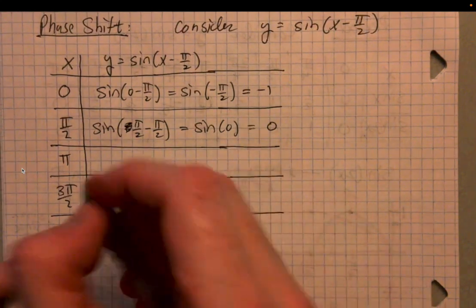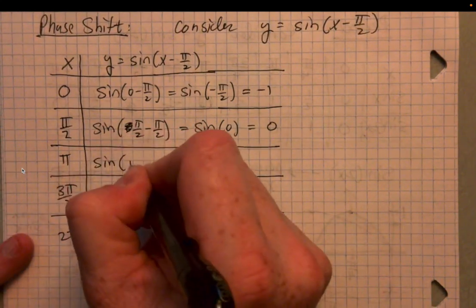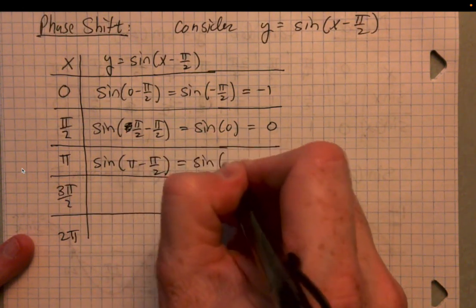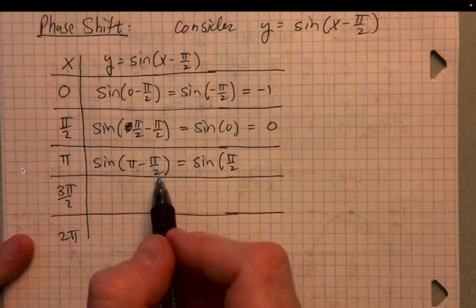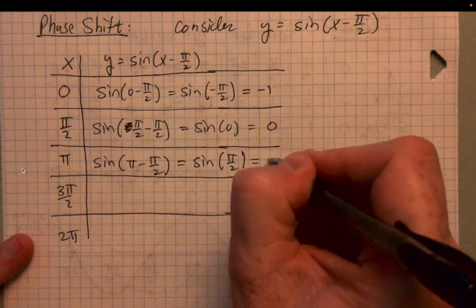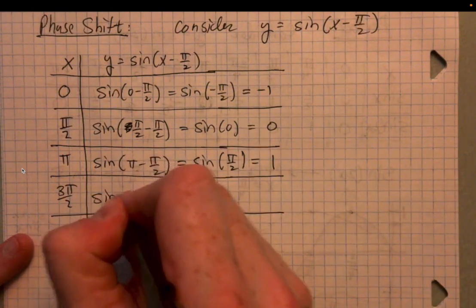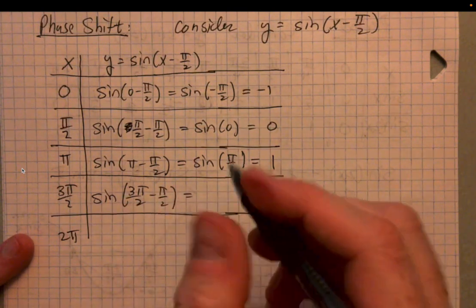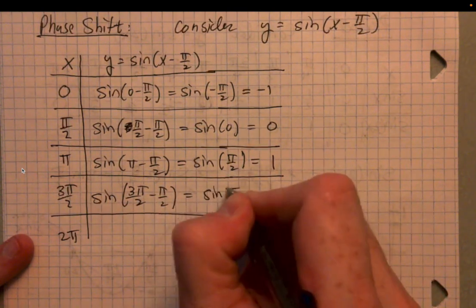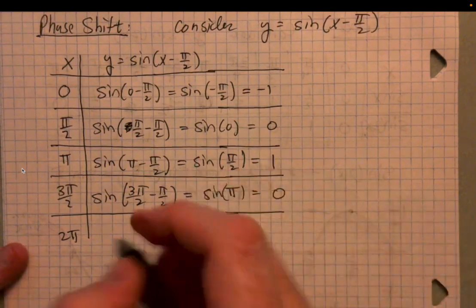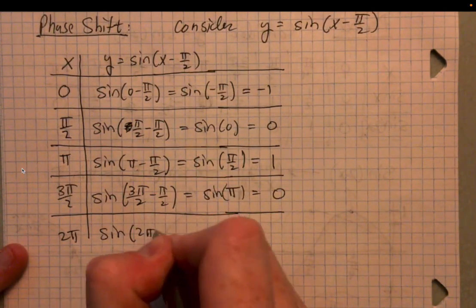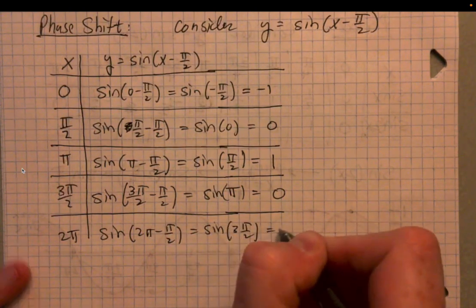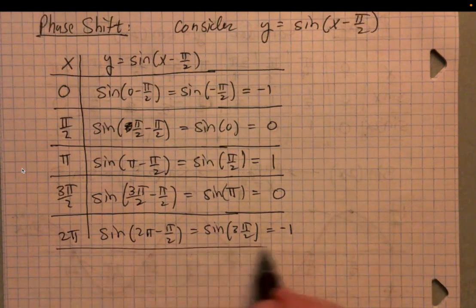Okay. And third, we'll plug in sine of pi minus pi over 2. Okay, and that's going to be equal to sine of pi over 2. So pi minus half a pi is half a pi. Okay, we know that that's equal to 1. And then sine of 3 pi over 2 minus pi over 2 is equal to sine of pi, which we know is equal to 0. And then finally, sine of 2 pi minus pi over 2 is sine of 3 pi over 2, which we know is -1. Okay.